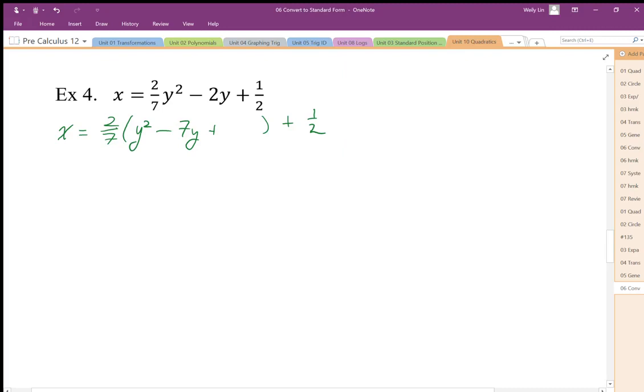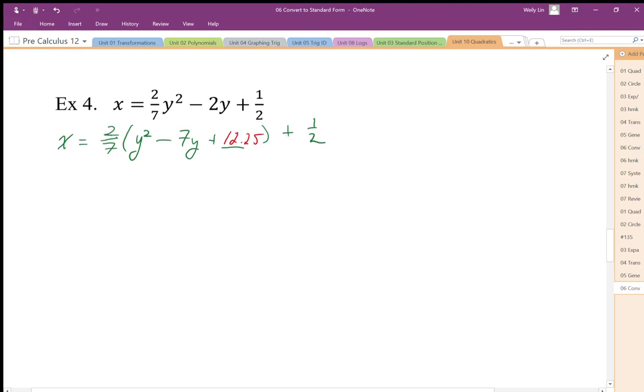So I still need to complete the square here. I'm going to take half of 7 squared, which is 3.5 squared. It's going to be 12.25. And then I need to make sure I balance that, so I multiply 2/7 times 12.25. I'm going to end up with 3.5, so I'm going to have to balance it with a negative 3.5 on the outside. I'm working on the same side, so I'm going to balance it with its opposite.